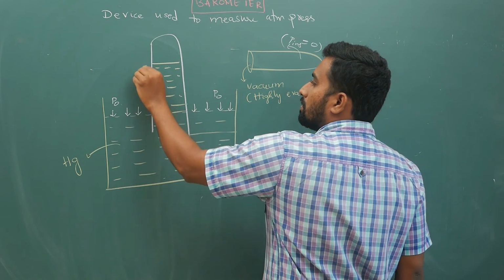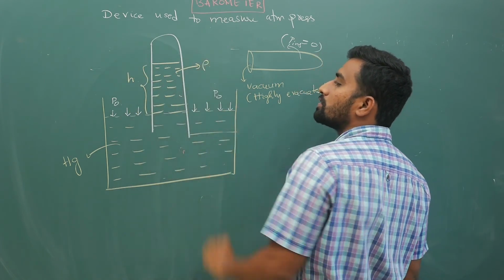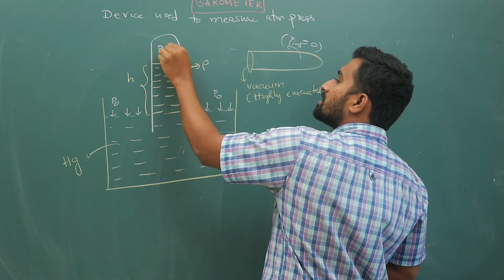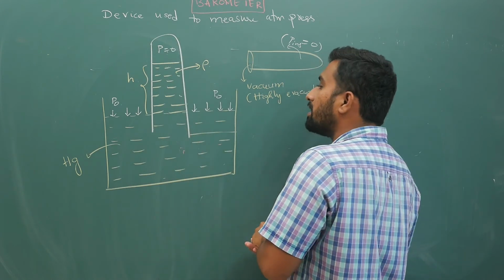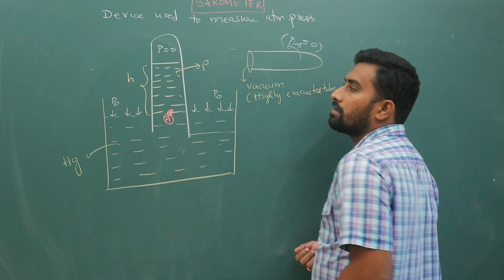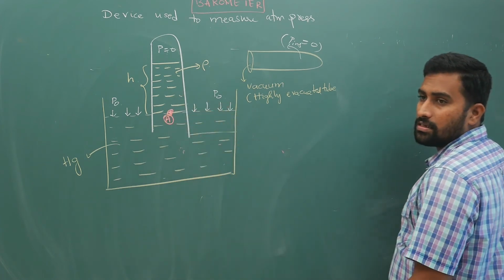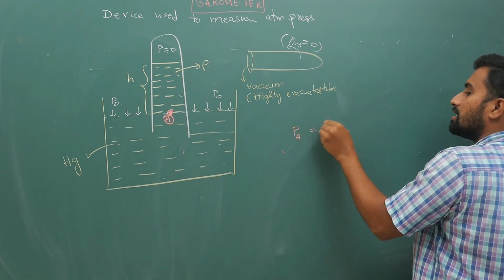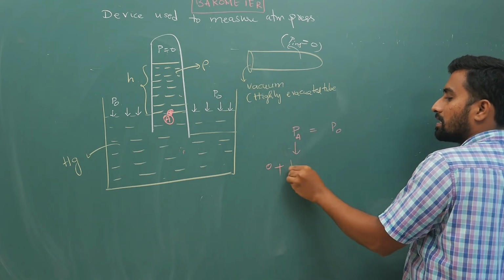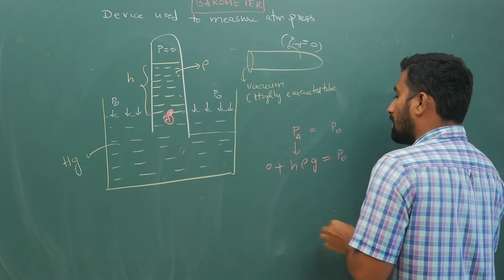Now at this point, if this is H, rho of liquid is rho, pressure at top is 0. If you are trying to calculate the pressure, if this is some point A, pressure at A is P naught, at same horizontal level, same pressure. Pressure at A is P naught, but what is P naught? P naught is pressure at top 0 plus H into rho into G. This is your P naught.